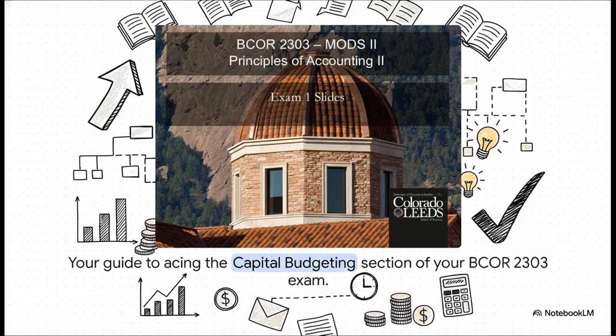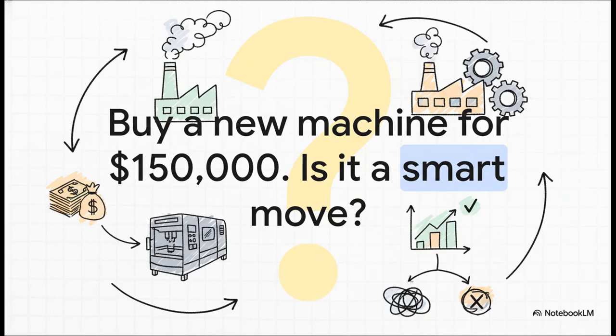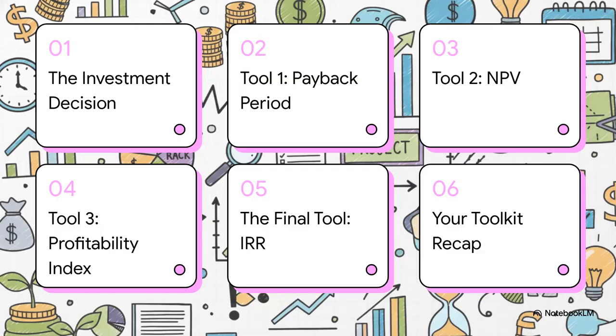Think of these next few slides as your secret weapon. We're going to walk through the exact kinds of problems and ideas you'll see on the test so you can walk in there feeling totally prepared. Everything we're about to cover really just boils down to answering this one simple question: Is this a smart move? Managers have to make these kinds of calls all the time, and capital budgeting is the toolkit they use to get it right.